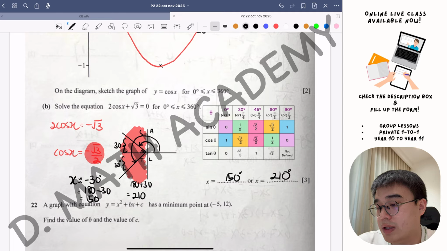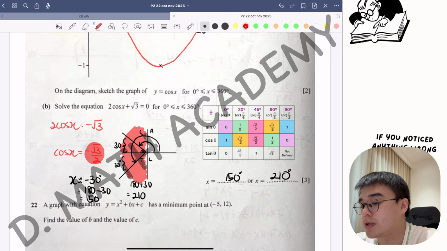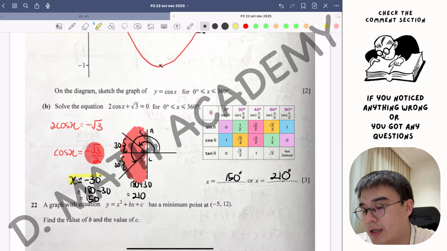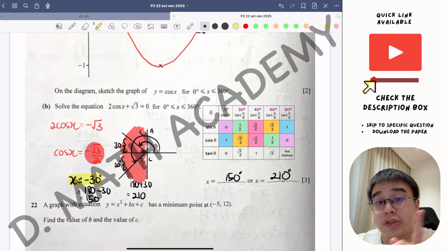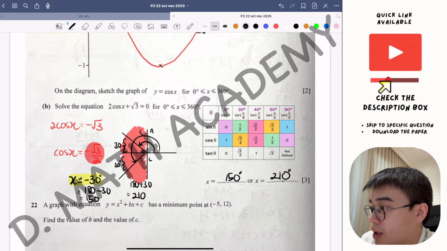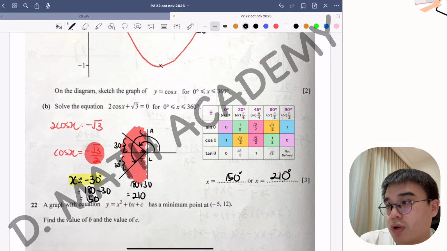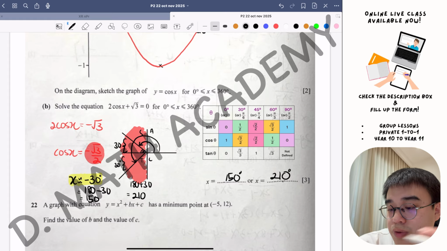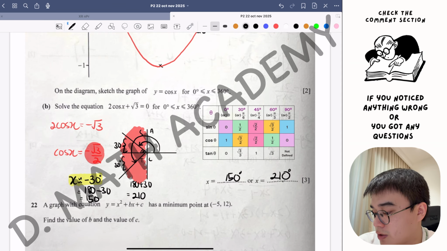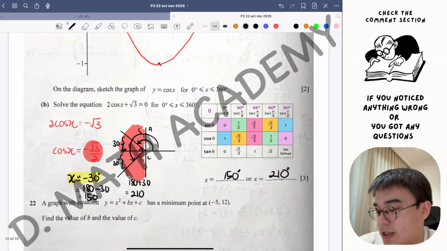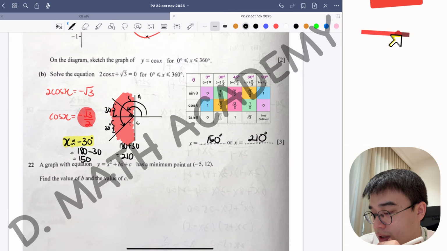And one little detail that I did here was I told the examiner that it is negative 30. I didn't put equal because I want to show them that it's not the answer. When I put equal, it's where the actual calculation starts. So 150 and 210 are the answers that we have here.